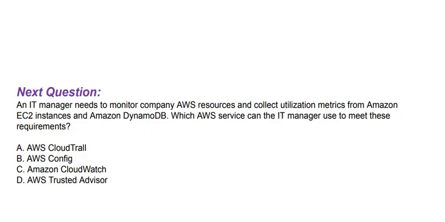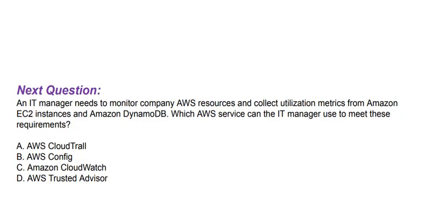Next question is, an IT manager needs to monitor company AWS resources and collect utilization metrics from Amazon EC2 instances and Amazon DynamoDB. Which AWS service can the IT manager use to meet these requirements? Option A, AWS CloudTrail. Option B, AWS Config. Option C, Amazon CloudWatch. And option D, AWS Trusted Advisor. The correct answer is option C.